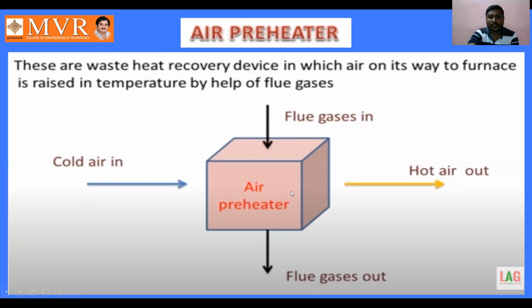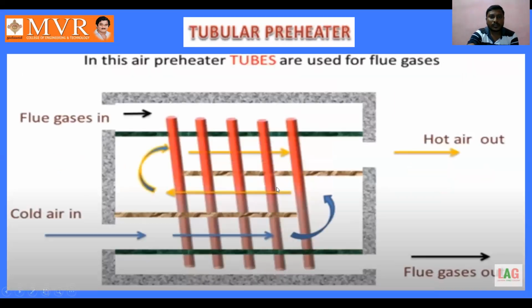outside. Means the cold air enters into the air preheater. Then when the flue gases are moving in a direction perpendicular to that of the cold air, the air is preheated and the hot air is sent out. This is about the air preheater, how it preheats the air in this diagram. Coming to here, we can observe the air preheater tubes.